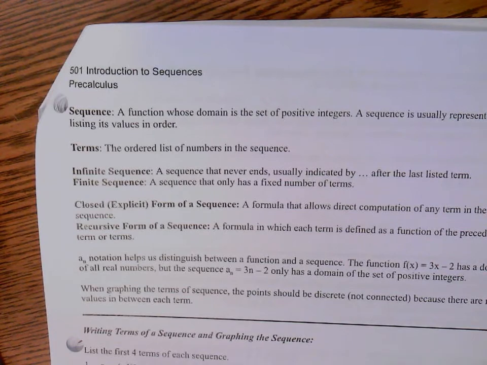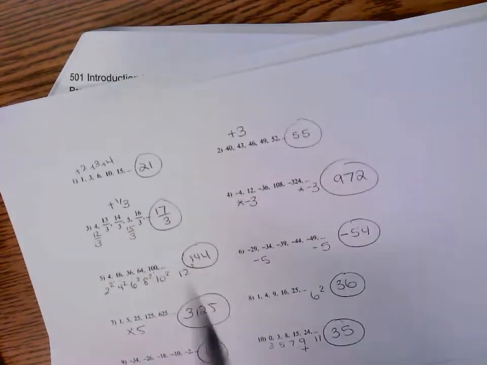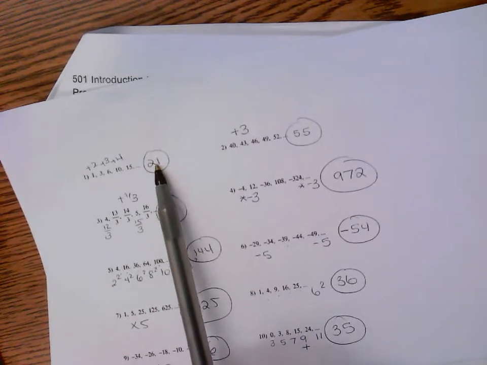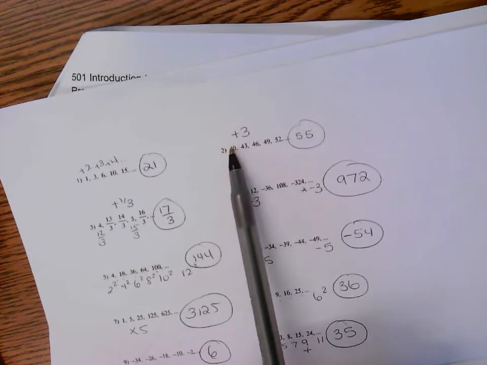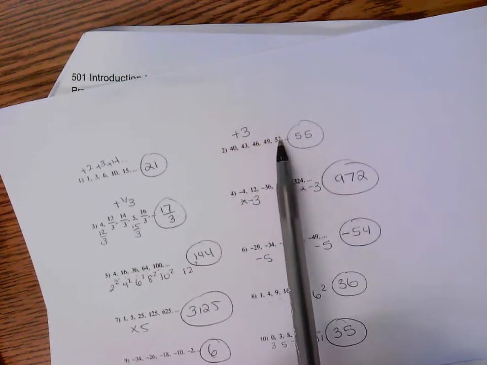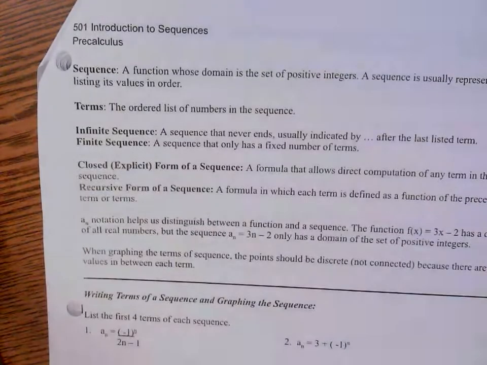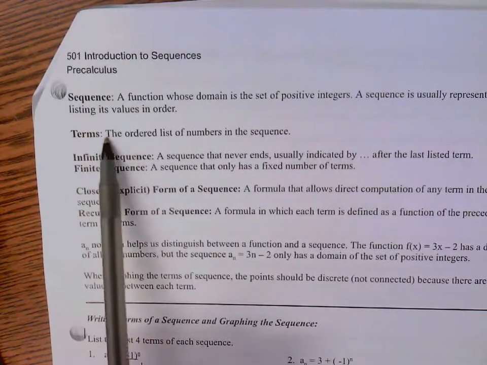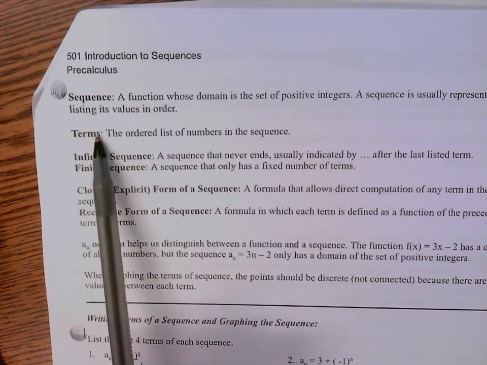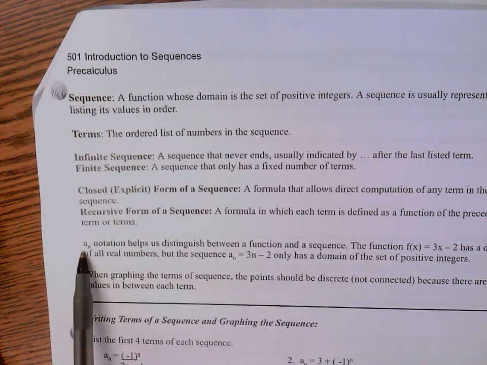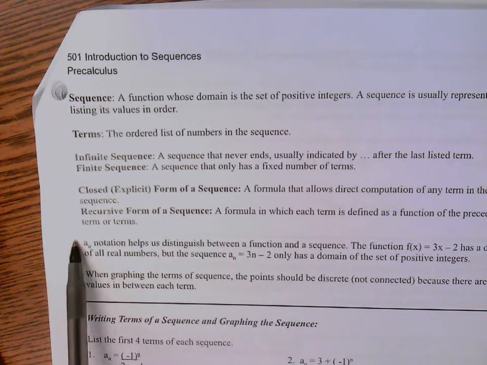All of these are sequences. This would be called term 1, 2, 3, 4, 5, and you had to find term 6. Same here, term 1, 2, 3, 4, 5, you found term 6. I guess on each of these you were finding the 6th term. So there's special notation on how to designate what term you're on, which we get into down here, a sub n. If I wanted the 6th term, I would be at a sub 6 or a sub 10.